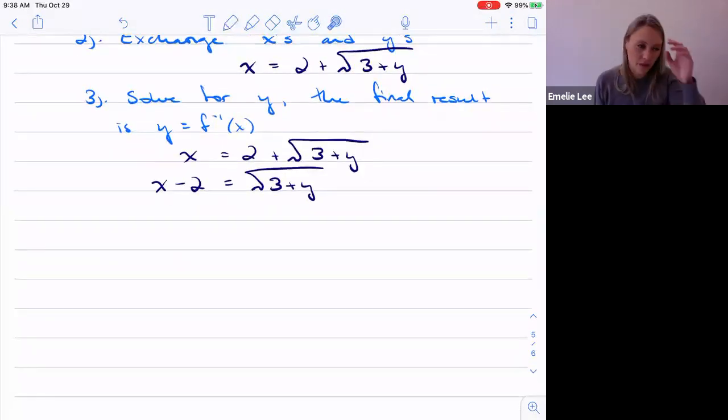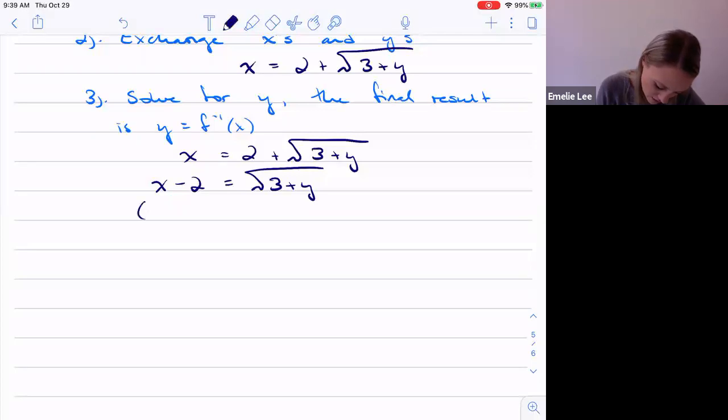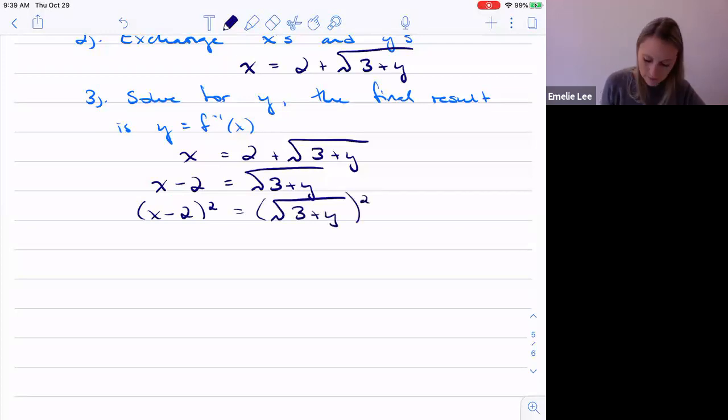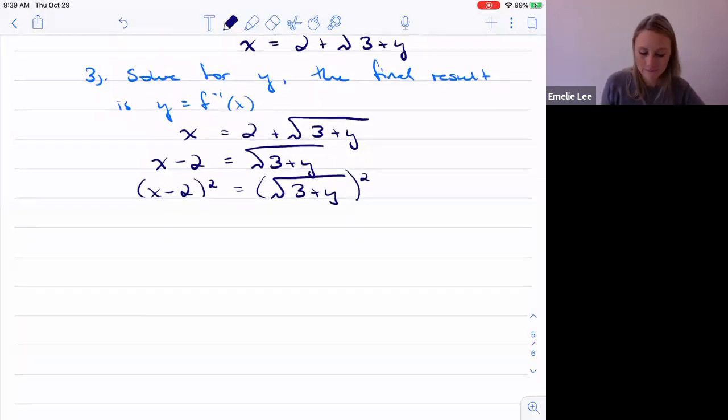To undo the square root, I have to square both sides, making sure that I square x minus 2. So this becomes (x minus 2) squared is the square root of 3 plus y, squared. This square is going to get rid of the square root. I'm probably just going to leave it as (x minus 2) squared here. We'll see if I end up expanding it. Remember, (x minus 2) squared is x minus 2 times x minus 2.